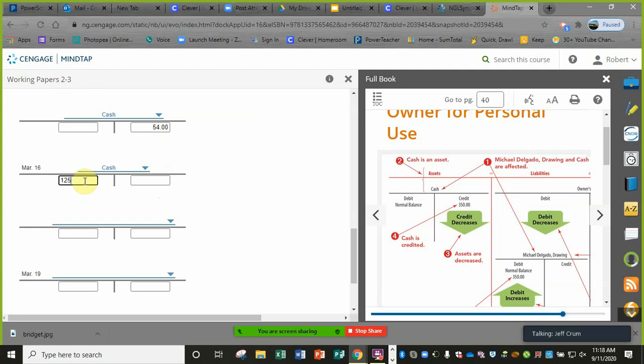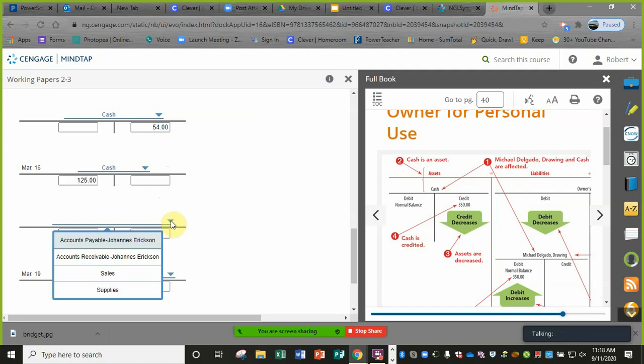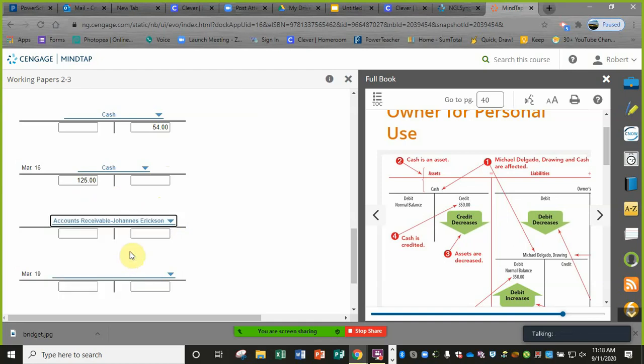Received the cash, $125. Now it's through an accounts receivable. So the accounts receivable is on the left side of the assets. So her account balance amount is going to go down. So we have $125 there. Remember, this is the increasing side, the decreasing side.